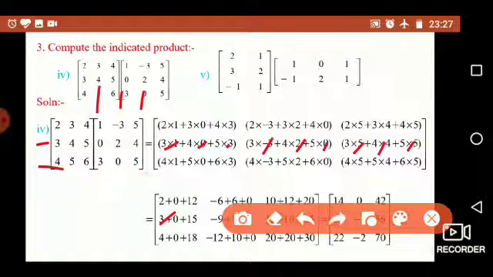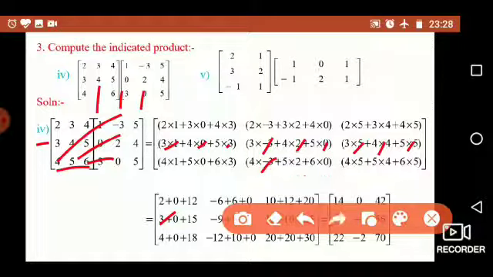Therefore, we get 4 1s are 4, 5 0s are 0, and 6 3s are 18. And also we can multiply the same row with the second column: 4 minus 3 is, 5 2s are, 6 0s are.